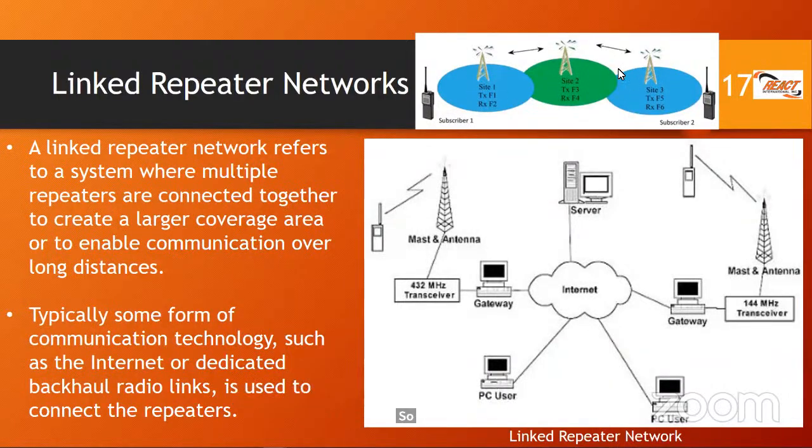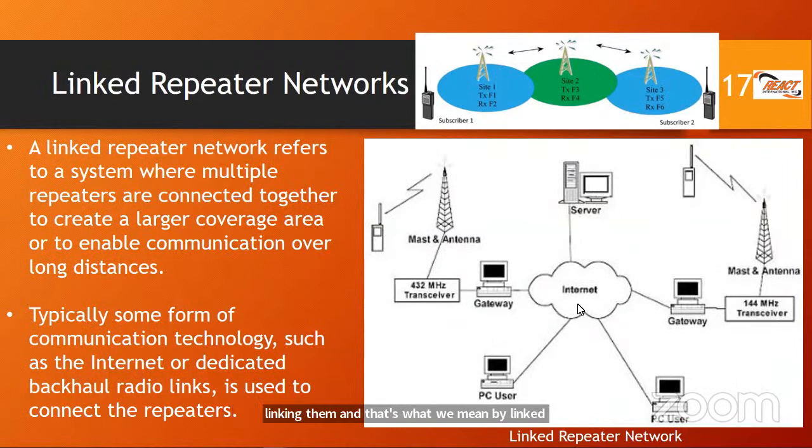And there's a way to link the repeaters. Sometimes these repeaters can be linked via the Internet Protocol, or IP linking. You can also have links via RF, or radio frequency, what we call backhaul links. So these links can be via RF. They can also be via IP or via the internet. So these repeaters can be linked to create one system. And that's what we mean by linked repeater networks.